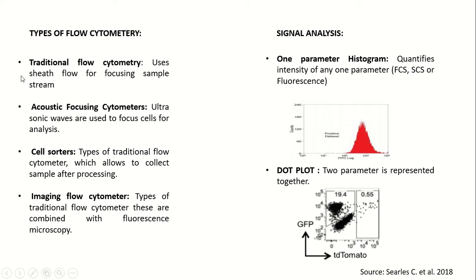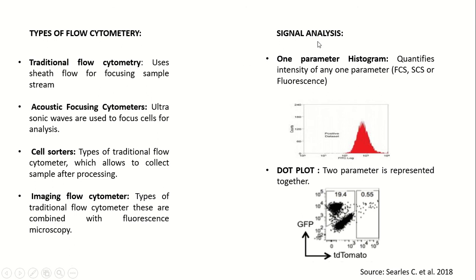If the traditional flow cytometry has the advantage of sorting biomolecules, sorting these cells, then it is known as a cell sorter. And if it has the ability of imaging the detected biomolecule, then it is known as an imaging flow cytometer. These are the different types of flow cytometry or flow cytometer.